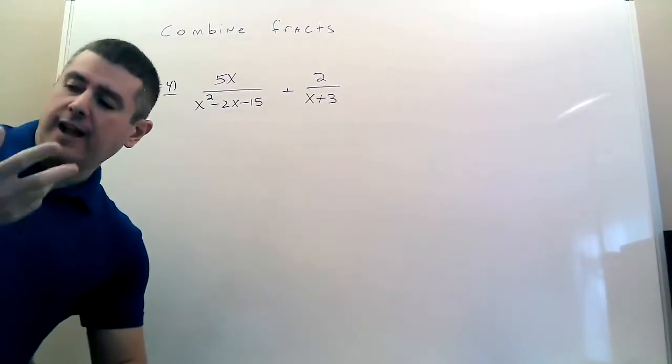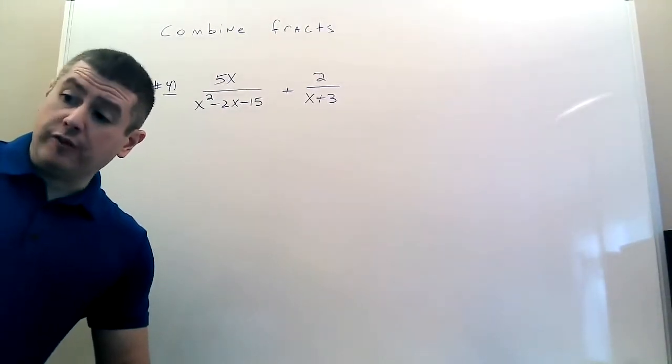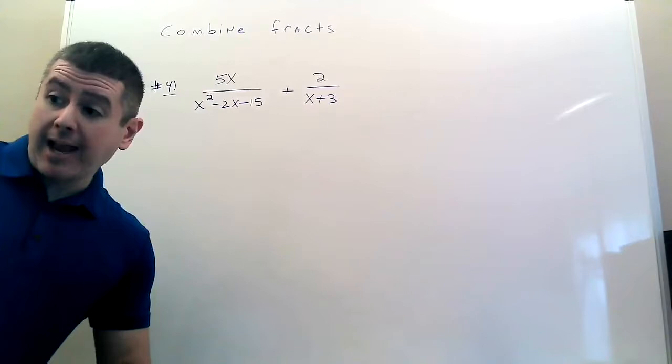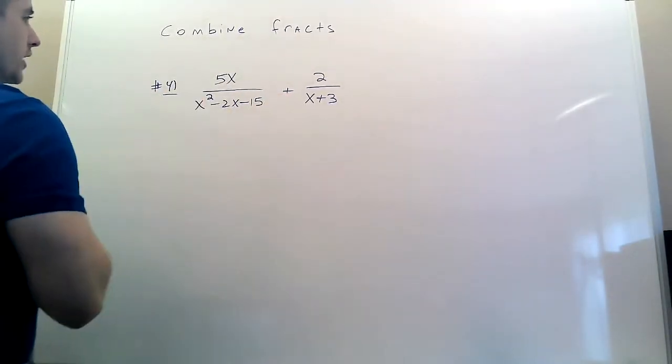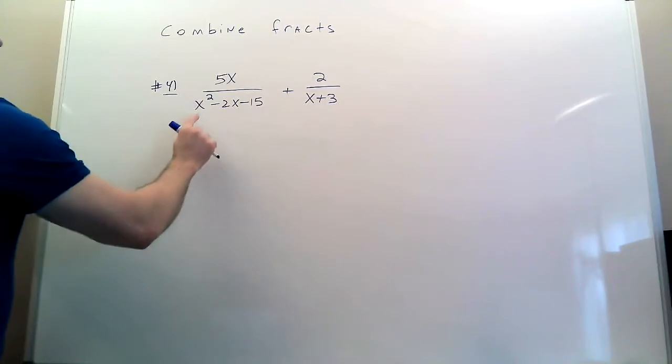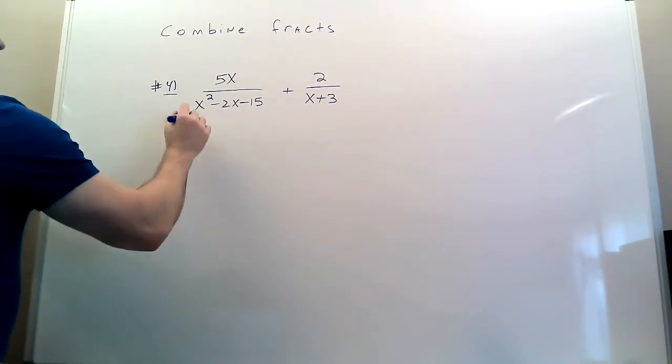Okay, problem 4. Again, it's going to be more of the same stuff. You see two fractions, you want to combine them into one. Here I'm adding. So I don't have to worry about sign changes. With the negative here, it's always more tricky. Like the previous one had the negative there. I have to factor this first.